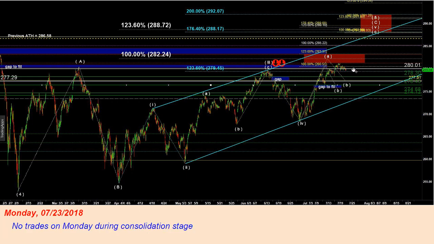So because we had that kind of triangle looking pullback here, a flat correction, there was no reason just to go short here again, even though I could have bought back my puts cheaper than I sold them on Friday close.